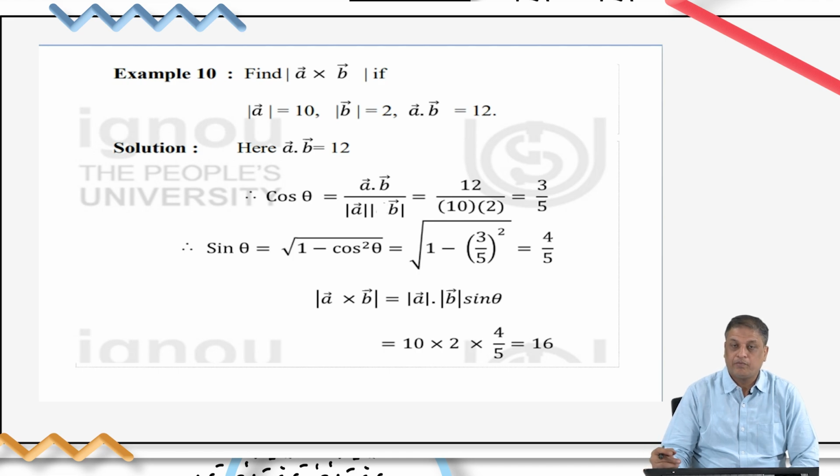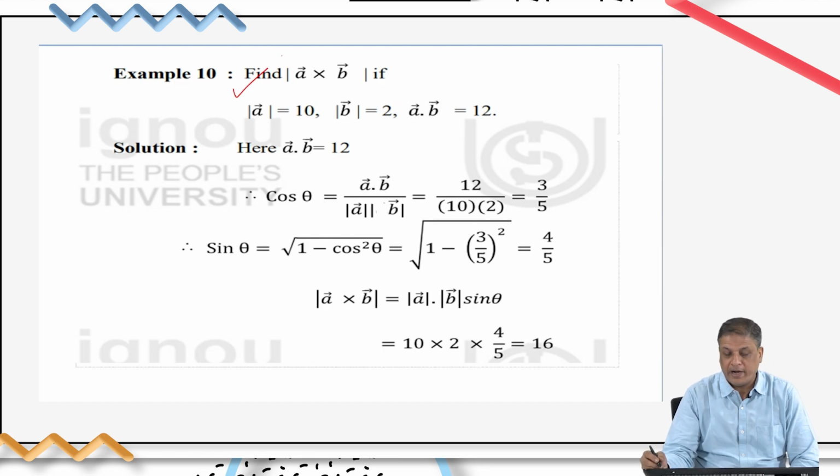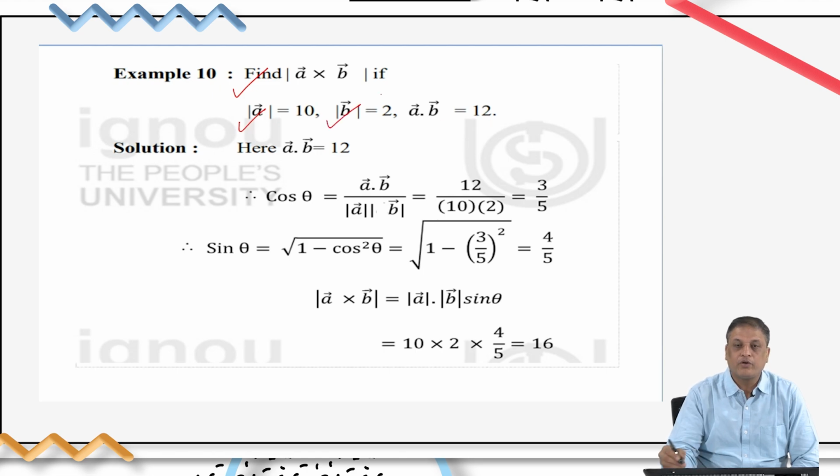So, here is one more numerical for your better understanding, to connect the understanding of cross product and dot product. Over here we are applying the understanding of dot product and cross product, and we are to find the magnitude of vector A cross B, wherein the magnitude of vector A is given as 10, the magnitude of vector B is given as 2, and A dot B is equal to 12. So, we are given A dot B, but we are supposed to find the magnitude of A cross B.